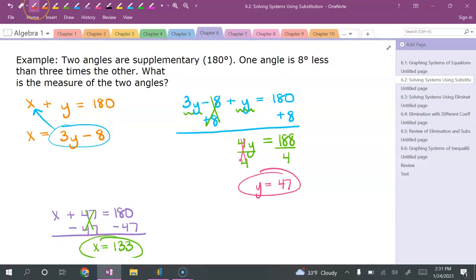If I wanted to check my work, all I need to do is add those two together. And they should equal 180 degrees, which they do when I add them. So that means that I did it right because it checks out.